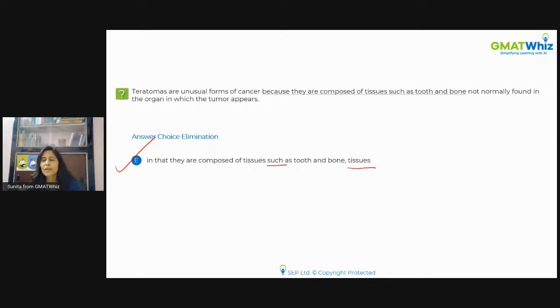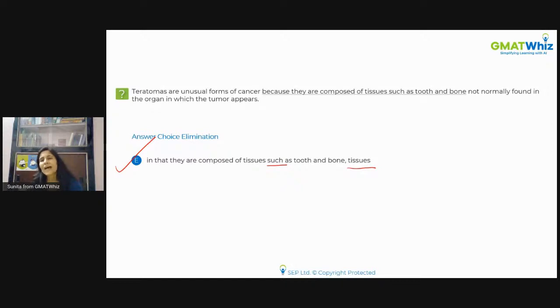Mihir, is that a question? I'm not very sure what you're asking. If you could just repeat your question. What is "in that" modifying? So "in that" is modifying the verb. They are unusual forms of cancer. Why are they unusual? "Are unusual", so "are" is my verb, and "in that" is modifying that verb. Because or in that is a verb modifier. It always modifies the verb. Hope that answers your question.